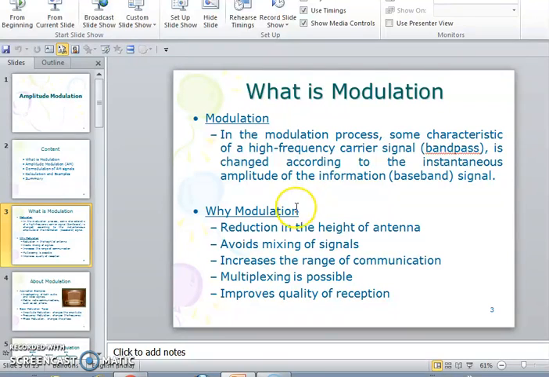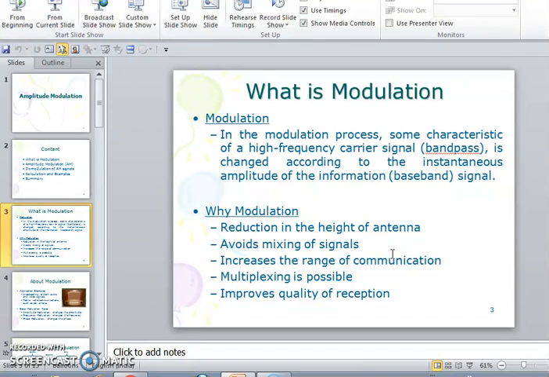Next, before going deeply into what amplitude modulation is, I will explain the need for modulation, or the advantages of modulation. Why are we going for modulation, why are we not directly transmitting the message signal? The first basic advantage of modulation is reduction in the height of the antenna. If you directly transmit the message signal, which is a low frequency signal, then the height of the antenna will be impractical.